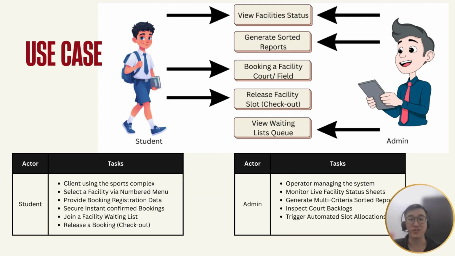Now let us focus on the use case diagram. The use case diagram serves as the functional blueprint for our sport complex application. The main users of our application are the students and the admin. Our system requirements explicitly separate tasks between them. The student is permitted to view facility status, book a court, and check out to release an active slot, while the admin, on the other hand, holds administrative rights to generate multi-criteria sorted reports and inspect the waiting list queue.